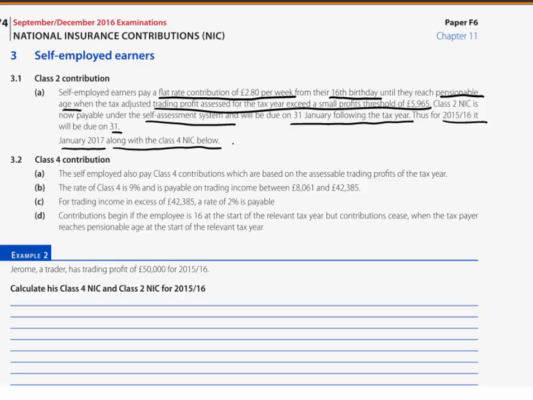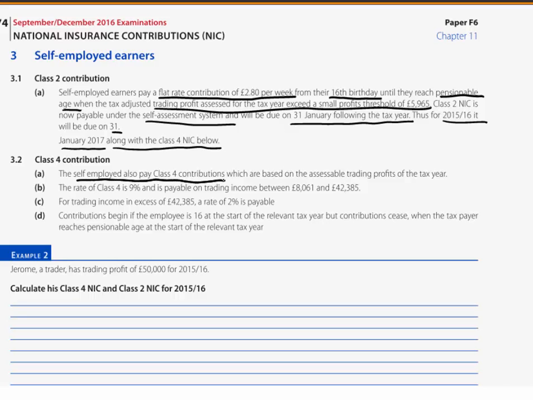Payments on account don't impact Class 2, and you just have to pay over your 52 weeks at £2.80 per week by the 31st of January 17 in relation to the 15-16 tax year. A rather more considerable figure, however, is the Class 4 contribution, and this is very similar to how we dealt with the employees' Class 1 contributions.